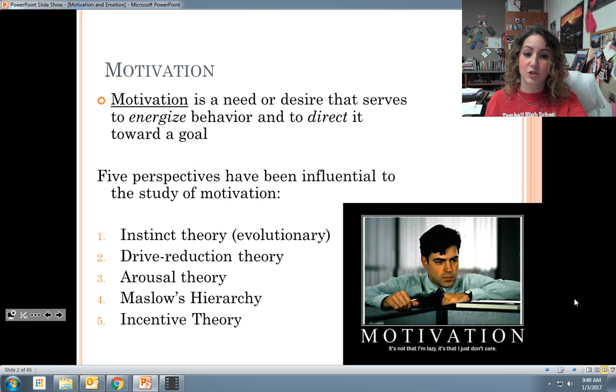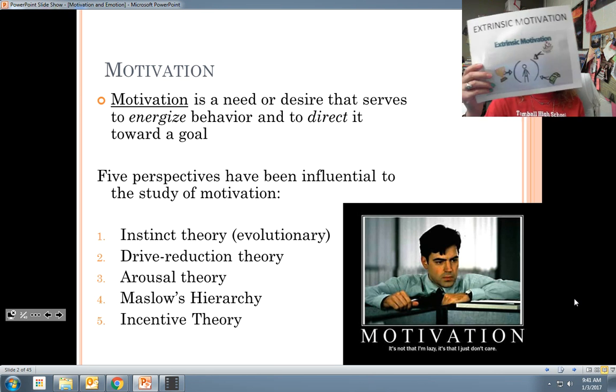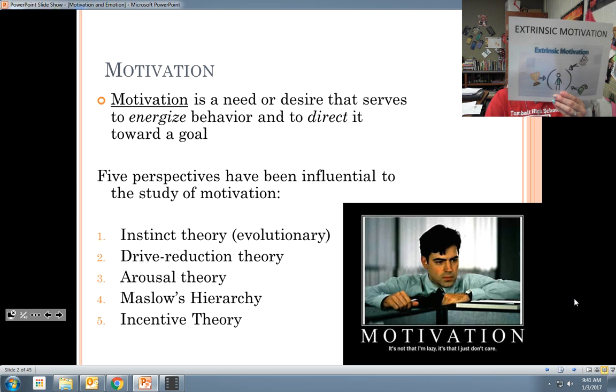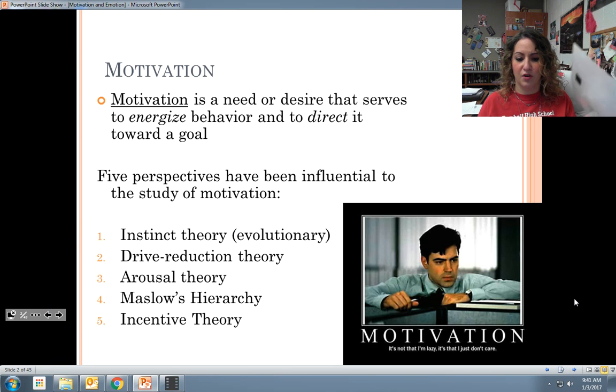An extrinsic incentive would be like a paycheck. It would be the approval of our peers. It's something outside of us. Intrinsic motivation, if I can find my picture of it, is because of the love of doing it.